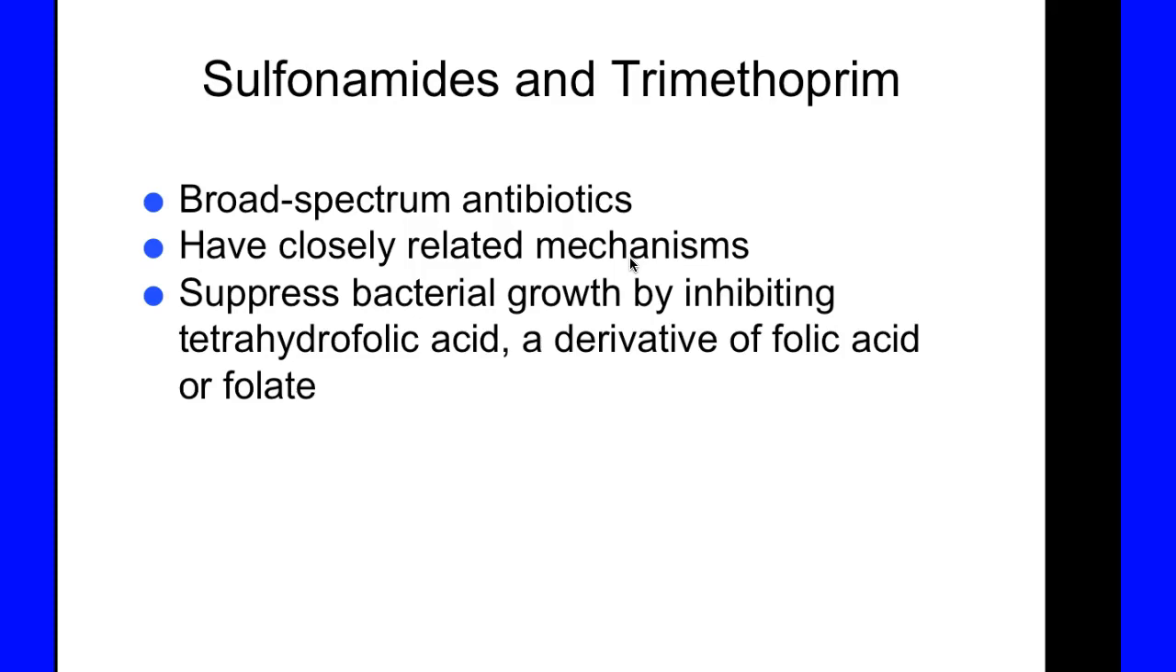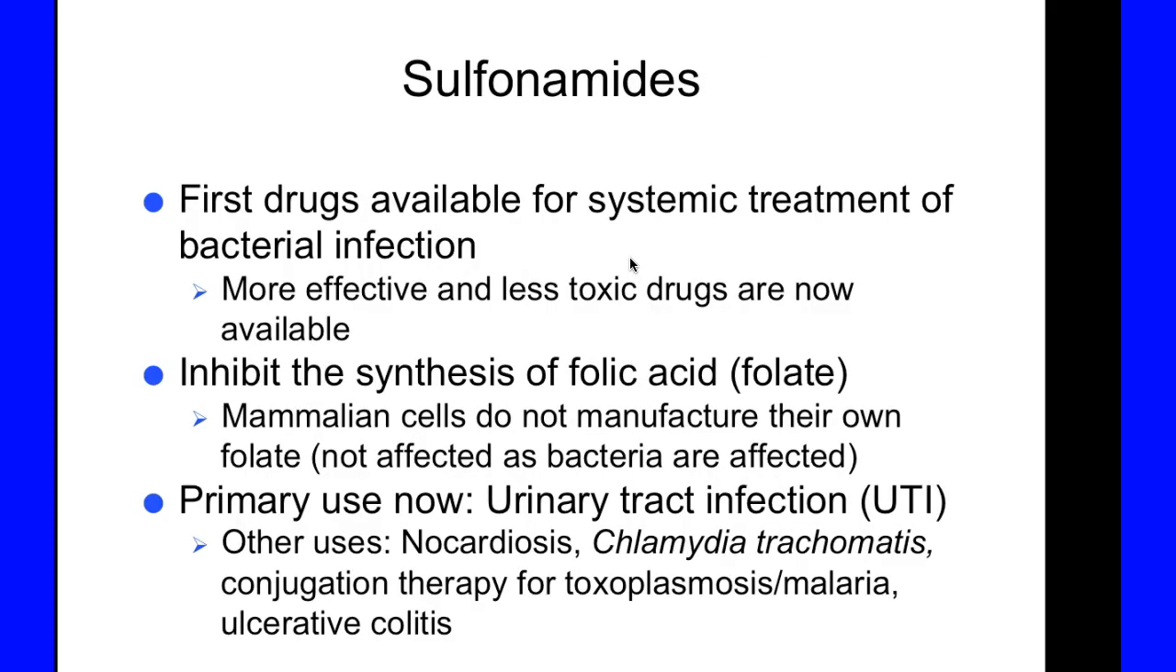Now this works by inhibiting tetrahydrofolic acid. So it's a derivative of folic acid or folate. And this specific tetrahydrofolic acid, it suppresses bacterial growth by inhibiting that part of the bacteria. All right, so it's the first drug available for systemic treatment of bacterial infections, so sepsis. But now there's more effective and less toxic drugs available. So I'm talking about sepsis, but it's still used for other things.